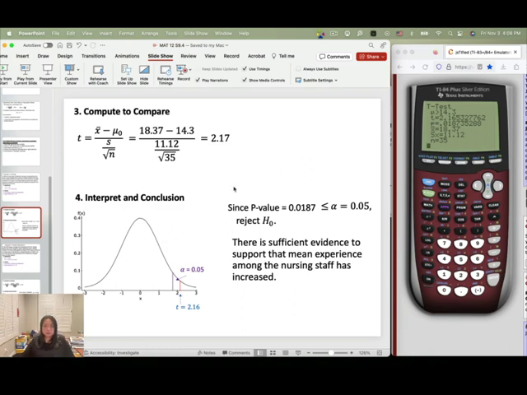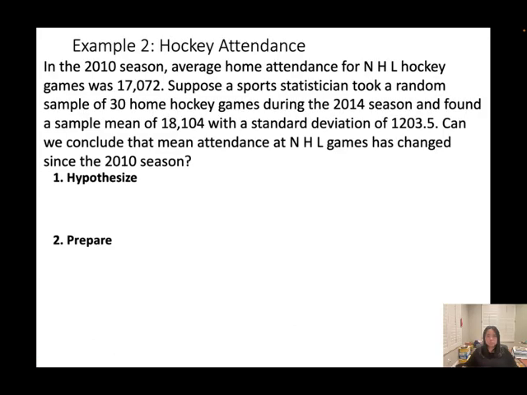Okay, right? So now let's try to do another example. In the 2010 season, average home attendance for NHL hockey games was 17,072. Suppose a sports statistician took a random sample of 30 home hockey games during the 2014 season and found a sample mean of 18,104 with a standard deviation of 1,203.5. Can we conclude that the mean attendance at NHL games has changed since the 2010 season?